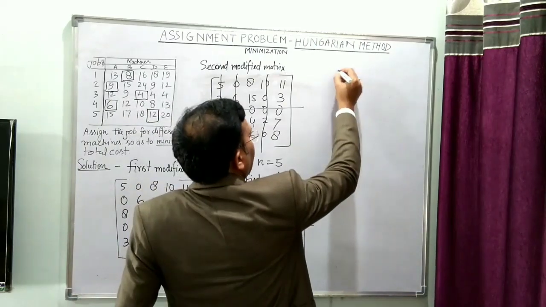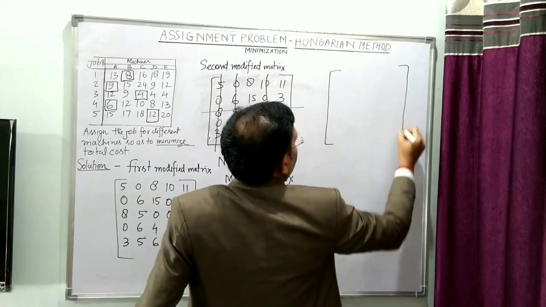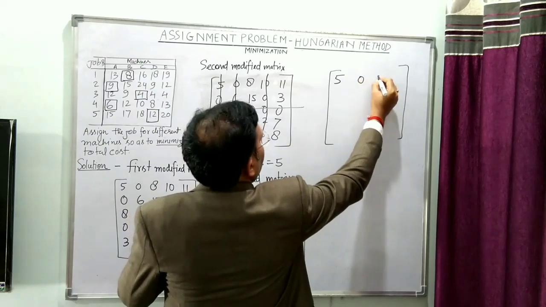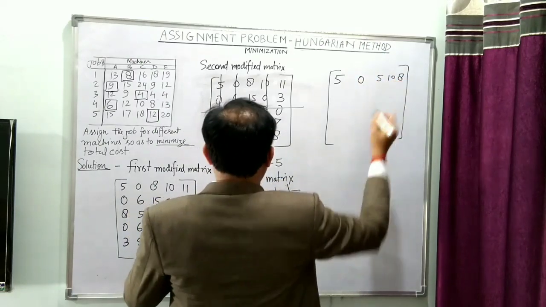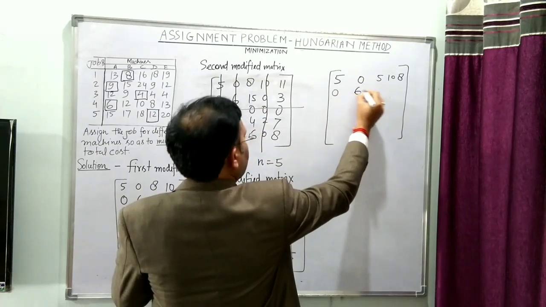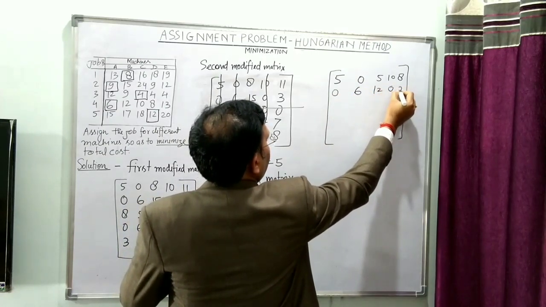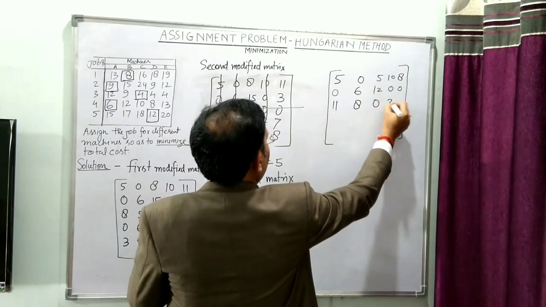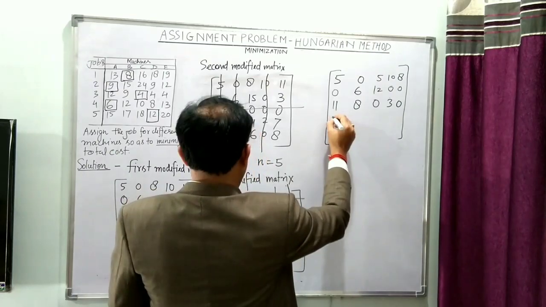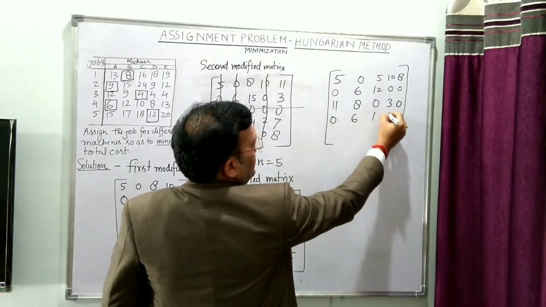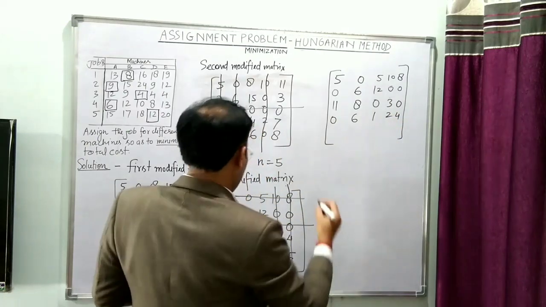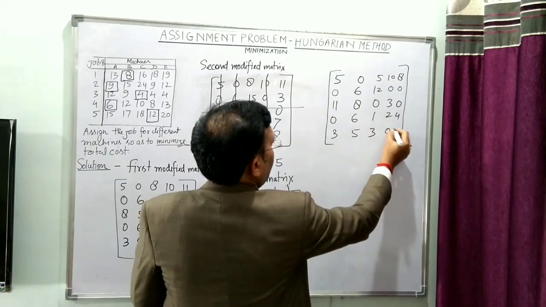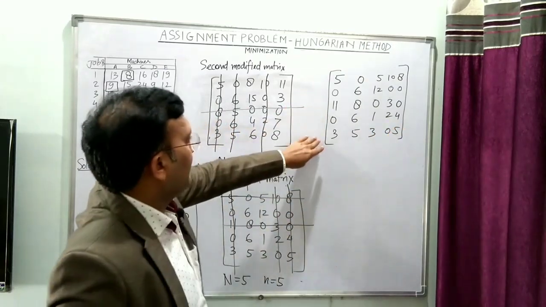So we'll be making the next matrix. It will be 5, 0, 5, 10, 8, then 0, then 6, 12, 0, 0, then 11, then 8, 0, 3, 0, right? Then 0, 6, 1, 2, 4, then 3, 5, 3, 0, 5, right? So these are the elements.